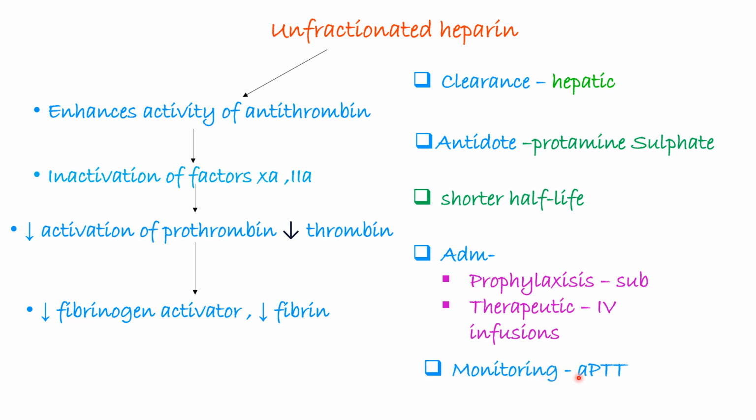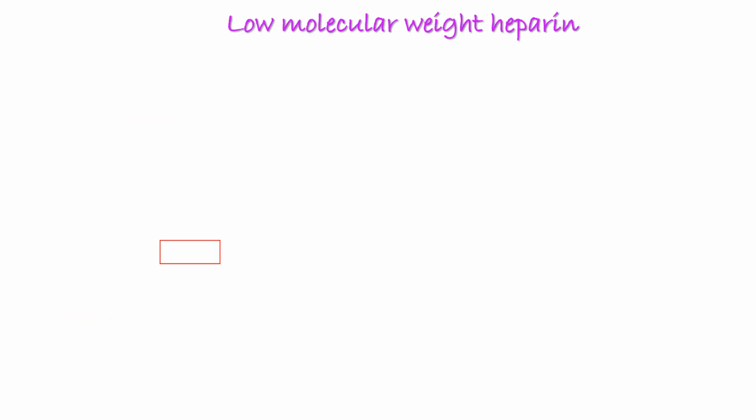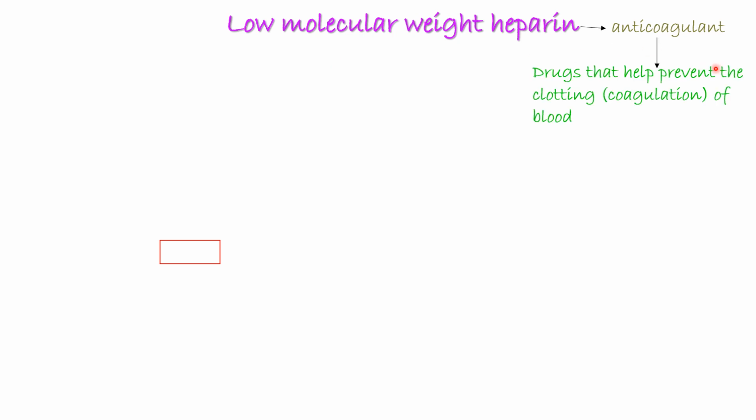So how do we monitor? We monitor using APTT. So now let's focus on the low molecular weight heparin, and we said before it's an anticoagulant, and the anticoagulant is a drug that prevents formation of clots or prevents clotting or coagulation of blood.